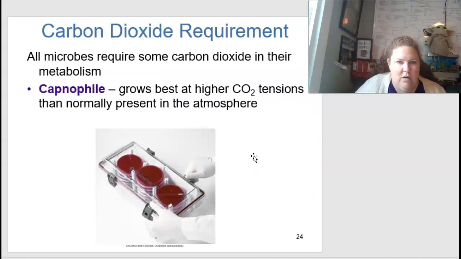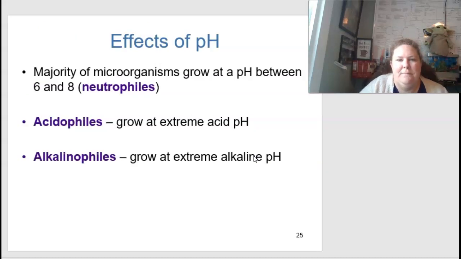So what about if we're looking at carbon dioxide requirements? Well, if some microbes need oxygen, some of them might need more carbon dioxide, right? So this would be an example of that. All microbes require some carbon dioxide in their metabolism. If we have a capnophile, then this grows best at higher CO2 concentrations than what is normally present in the atmosphere. So we have to aid their CO2 concentration in their environment.